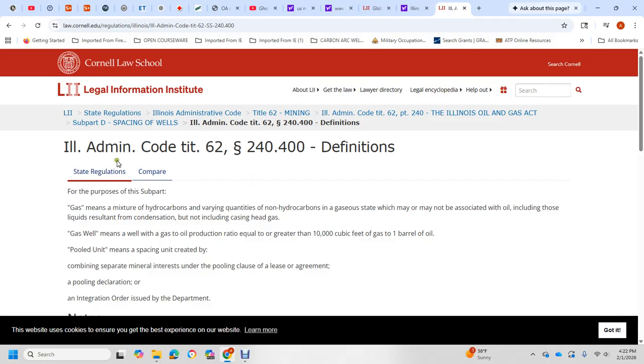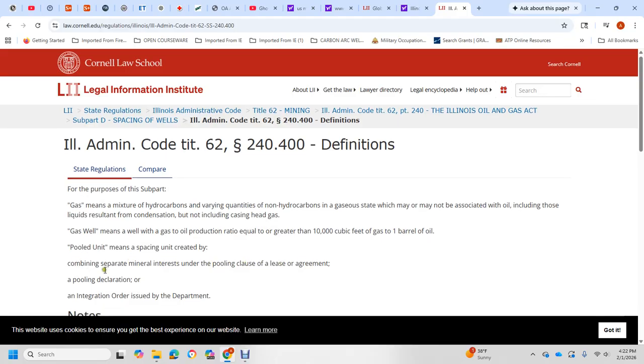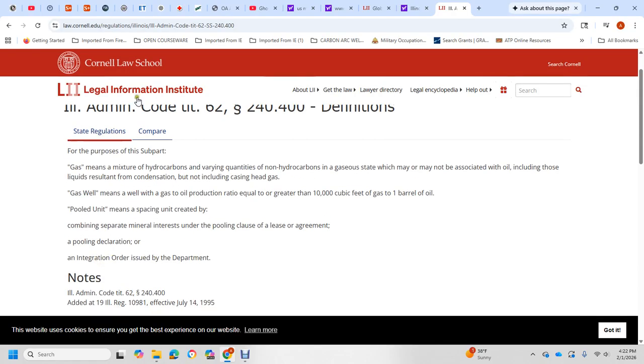Gas well means a well that has a gas production ratio equal to or greater than 10,000 cubic feet of gas to 1 barrel of oil. Pool unit means a special unit created by combining separate mineral interests, depositing the lease agreement with the pool's declaration, integration order of the department.